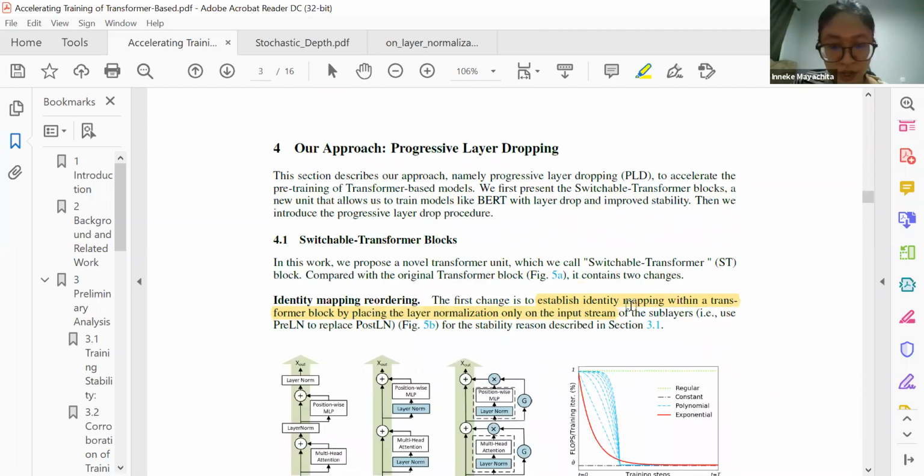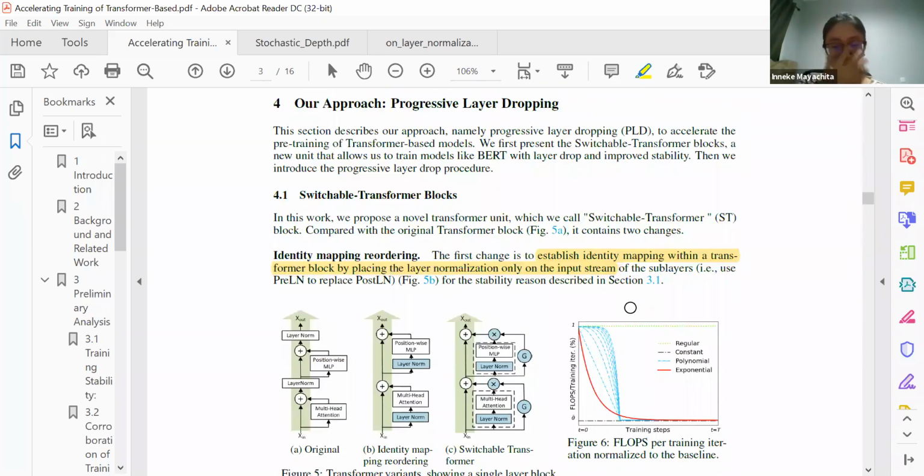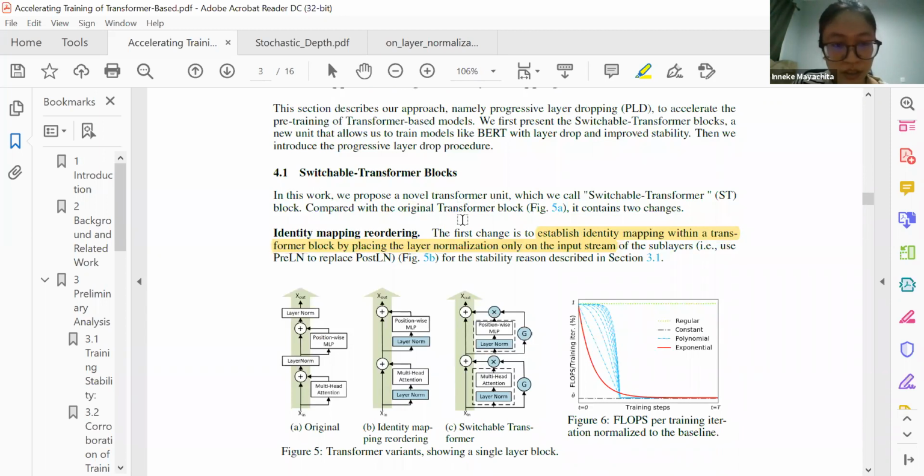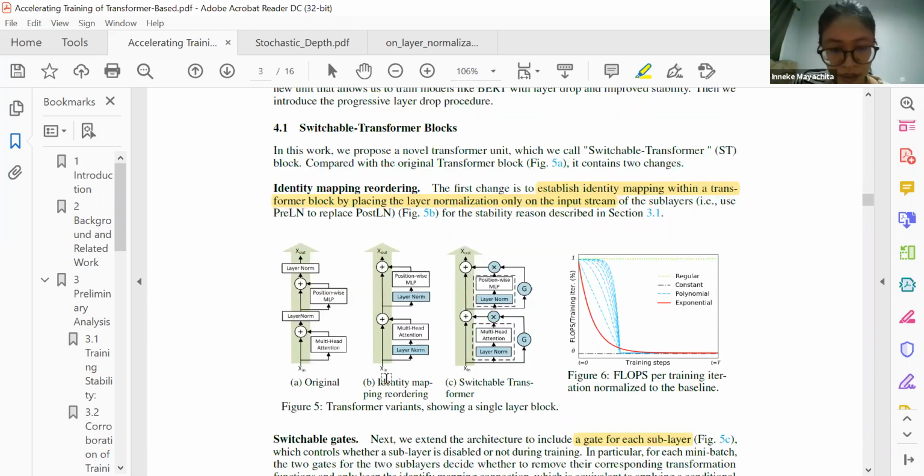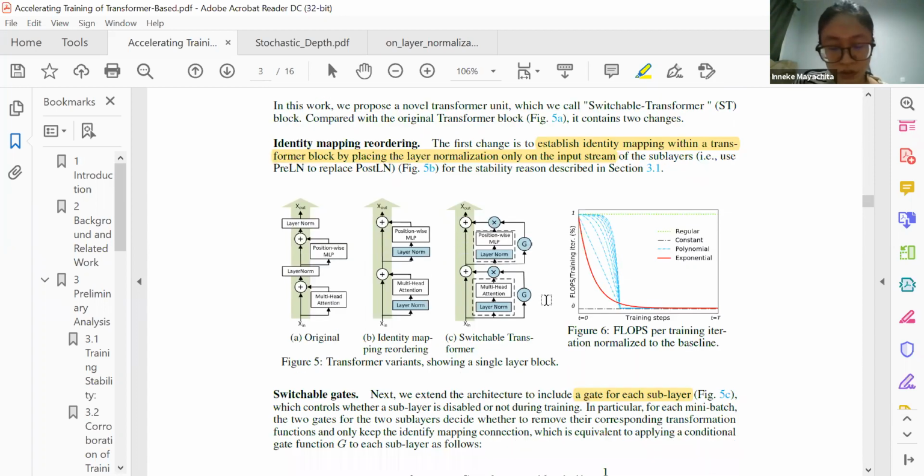Okay, and then we go to the new idea that they proposed here. They introduced a new block called switchable transformer blocks. The figure here really illustrates what is happening. In the first figure, this is the original transformer layer with the post-LN, the second figure is the pre-LN transformer, and the third figure is the one that they propose, which adds a gate. Here they call it G. The use of this gate is that we can switch it on or off, which means when we switch off the gate, we drop the layers.